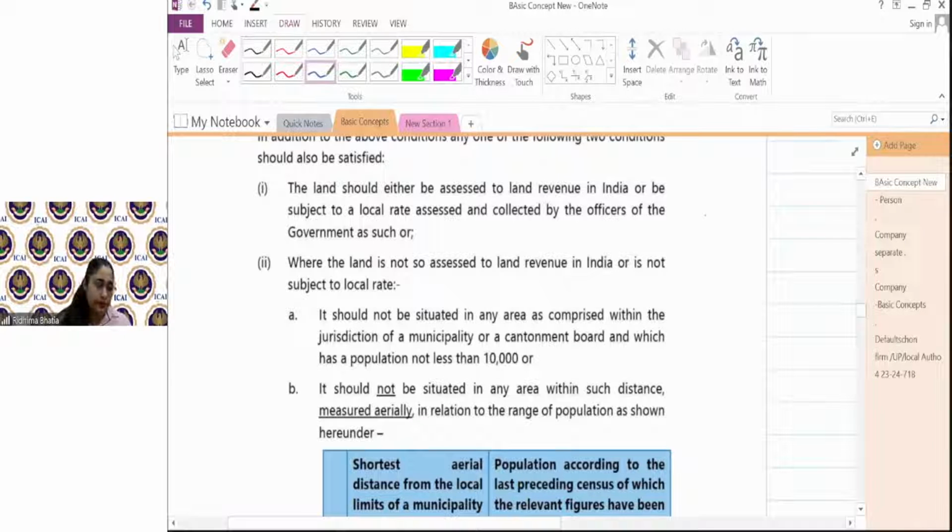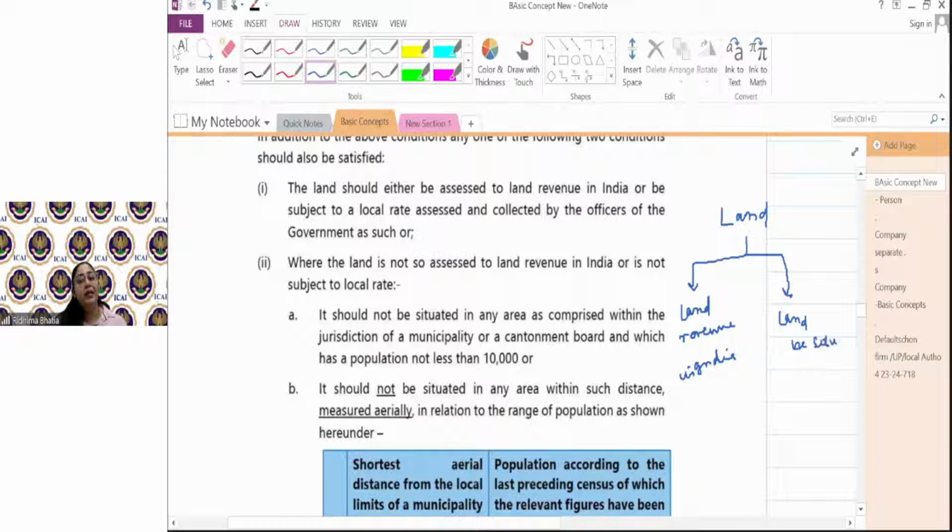So you can take note of this also, I'm talking about the farm building situated in the immediate vicinity of that land. So either that land should be assessed to land revenue in India, so there is the Land Revenue Act, or local rates in India. And the tax on it is collected by the officer. We're not talking about the building, we're talking about the land. Or the land should be situated in rural area.